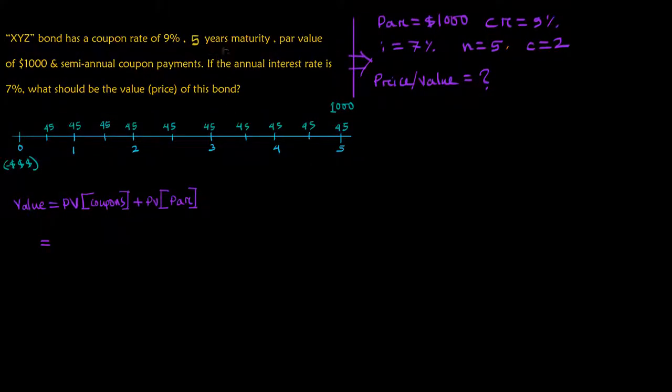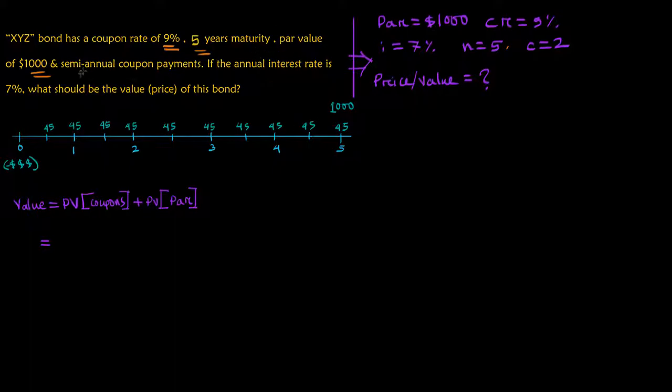Alright, so what you have here is a bond that has a coupon rate of 9%, 5 years maturity and par value of $1,000. Now usually the maturity of bonds is much longer than 5 years. It could be like 10 years, 15 years or more. But let's do it with 5 years because it makes the explanation much easier. And if you can do it for 5 years, you can do it for 30 years or whatever number.